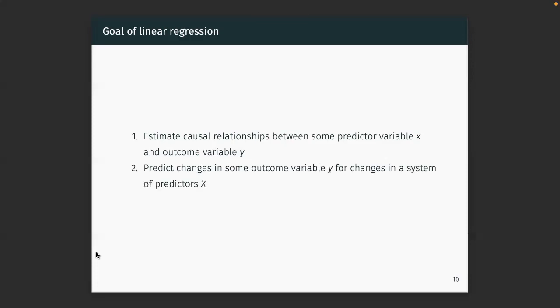If we're not interested in a causal relationship, we might also be interested in predicting changes in some outcome y for changes in a system of predictors x. Both are reasonable applications of regression models. We can use them for causal inference if we design for causal inference, or we can use them to construct predictive models. Both are useful.